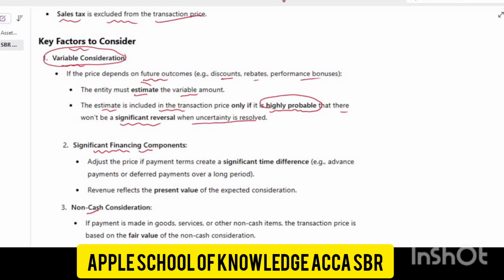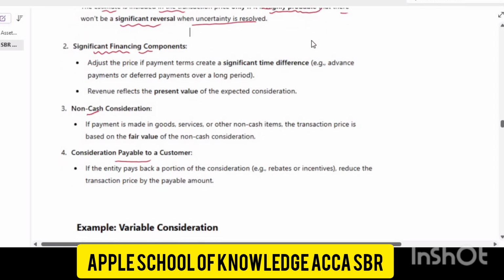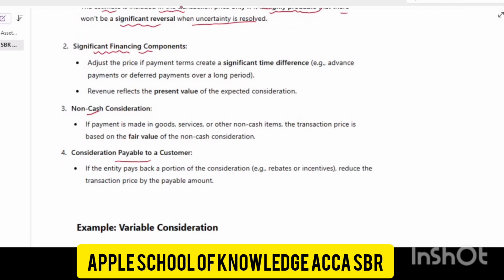So the variable amount is included in the transaction price if it is highly probable that it will not be reversed. And then you have significant financing components that adjust the price if the payment terms create significant time differences. For example, advance payment or long-term deferred payment, so revenue reflects the present value of the expected consideration.